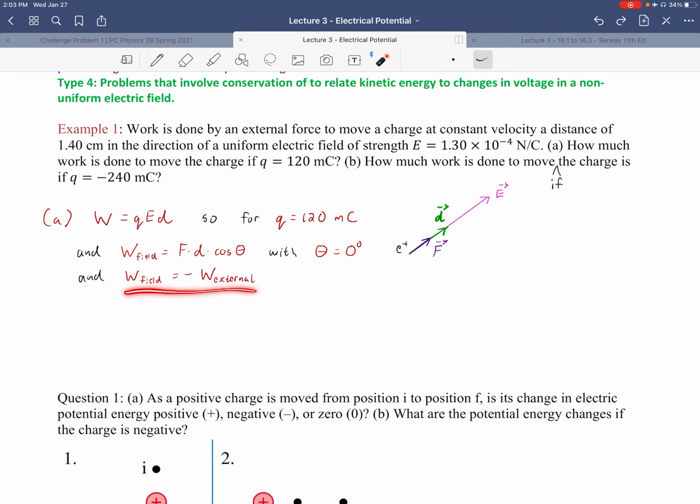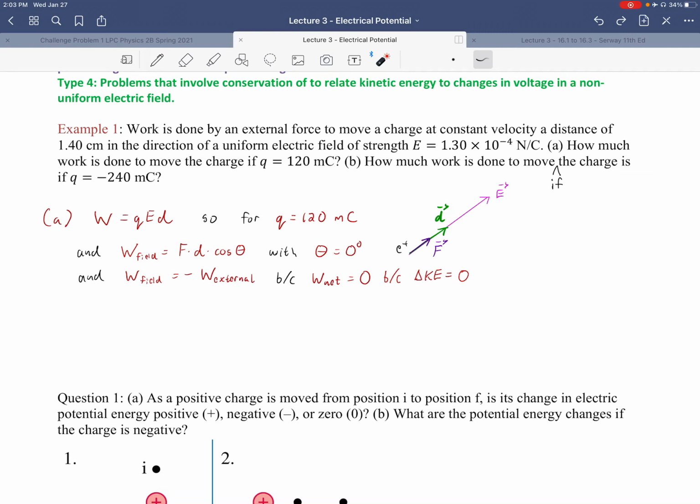Now, is that always true? No, it's only true because here the net work is 0 because there's no change in kinetic energy, because we had that one key expression, constant velocity. That was really key for letting us know that we have a 0 net work by the work kinetic energy theorem, and thus our 2 works are the work done by the field and the work done by some external pushing force. Okay, why do I know there's an external pushing force? Well, there has to be because we're told there was.